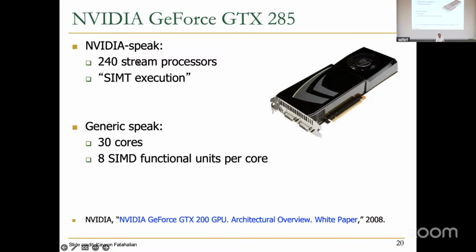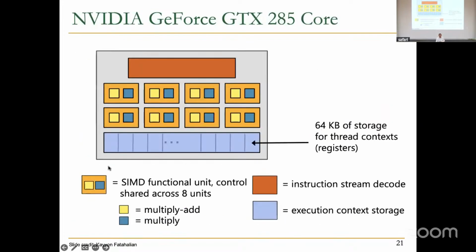It essentially looked like it had 240 stream processors. Essentially, NVIDIA calls a SIMD functional unit a stream processor, which is a weird way of thinking about it. Basically, you have 8 SIMD functional units per core, and 30 cores. You can think of it that way. So this is what it looks like.